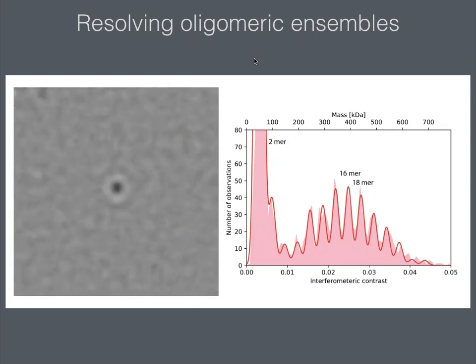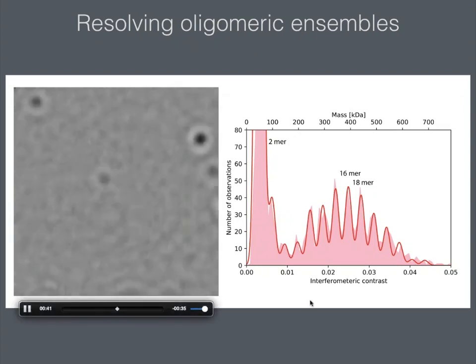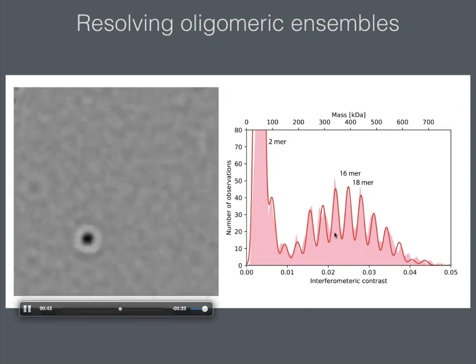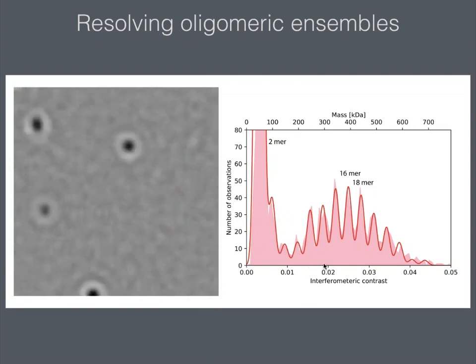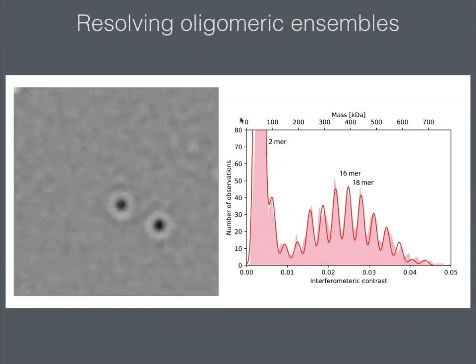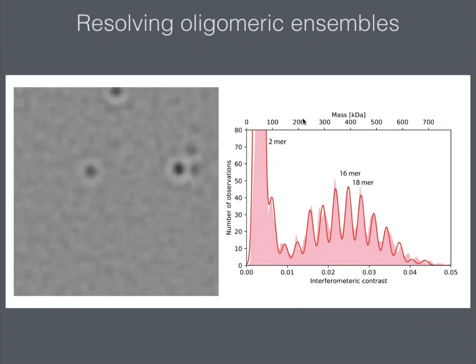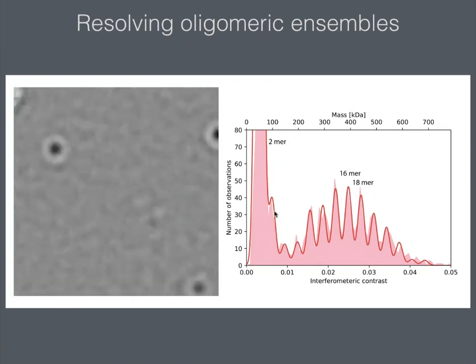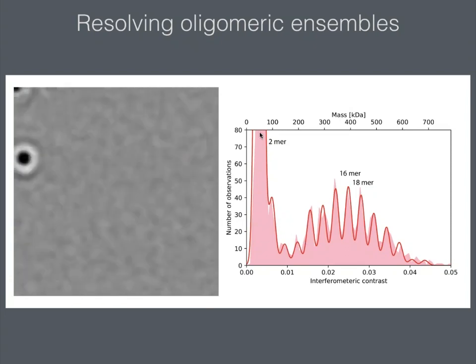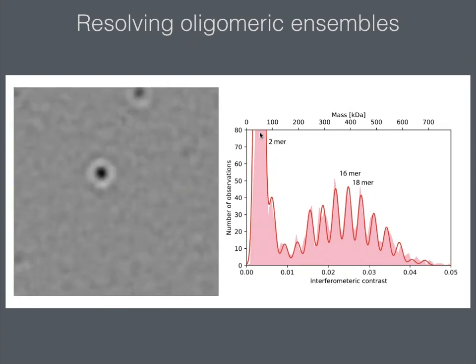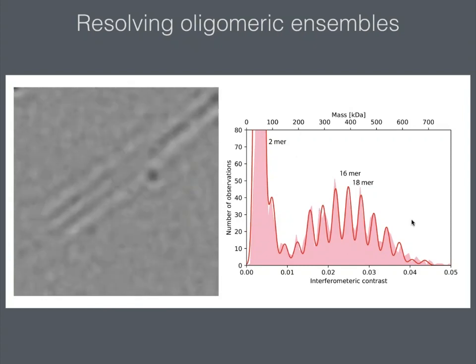If we plot that data as a histogram, you can see on the x-axis the contrast. We can convert that by calibration to a mass axis on the upper x-axis. And we can clearly see a range of oligomeric states, things that we can ascribe to the dimer of the protein. We know its monomeric mass is 22.5 kilodaltons, but then tetramer, hexamer, 8, 10, 12, 14, 16, etc.